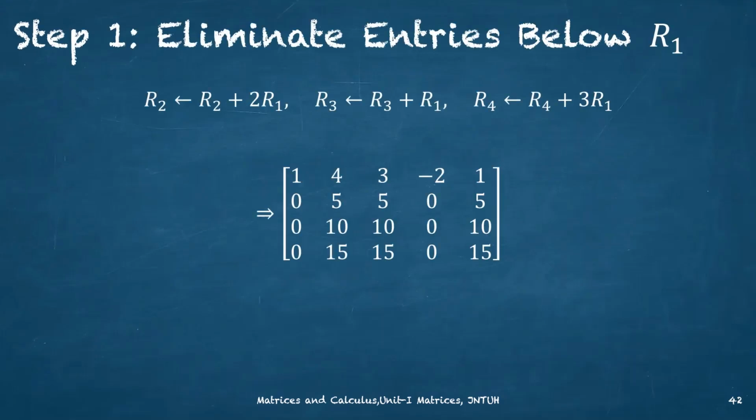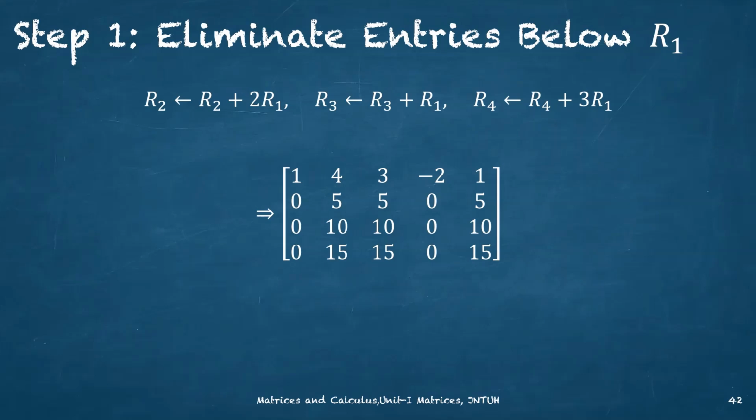Step 1. Eliminate entries below R sub 1. In step 1, we use row 1 as the pivot row and eliminate the entries below its leading entry. We apply 3 row operations. First, replace row 2 with row 2 plus 2 times row 1. Second, replace row 3 with row 3 plus row 1. And third, replace row 4 with row 4 plus 3 times row 1.